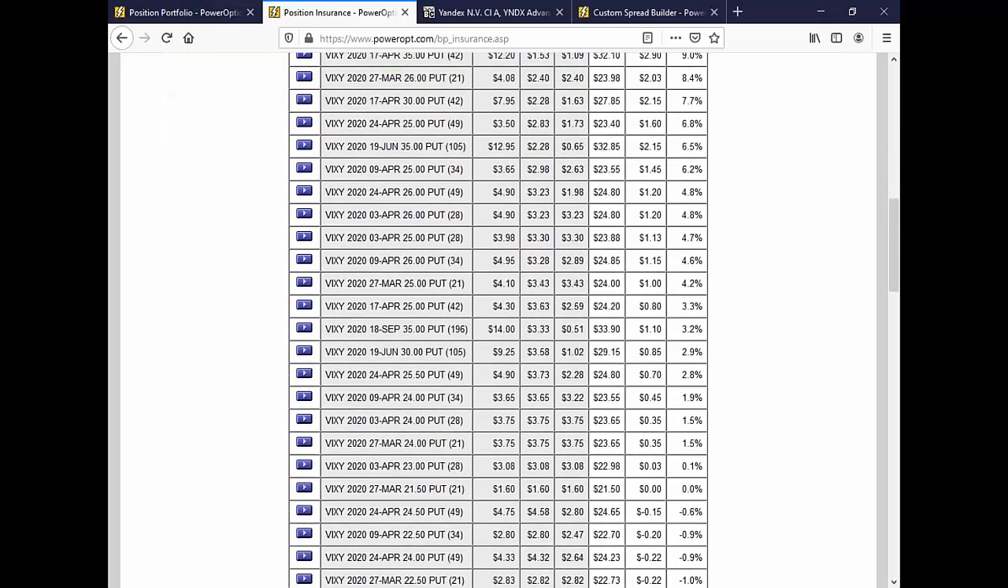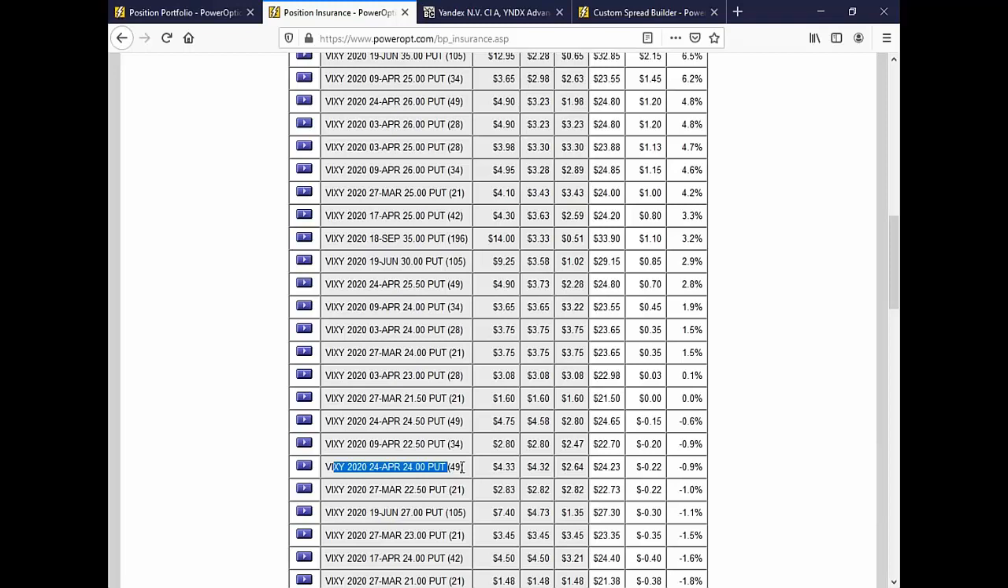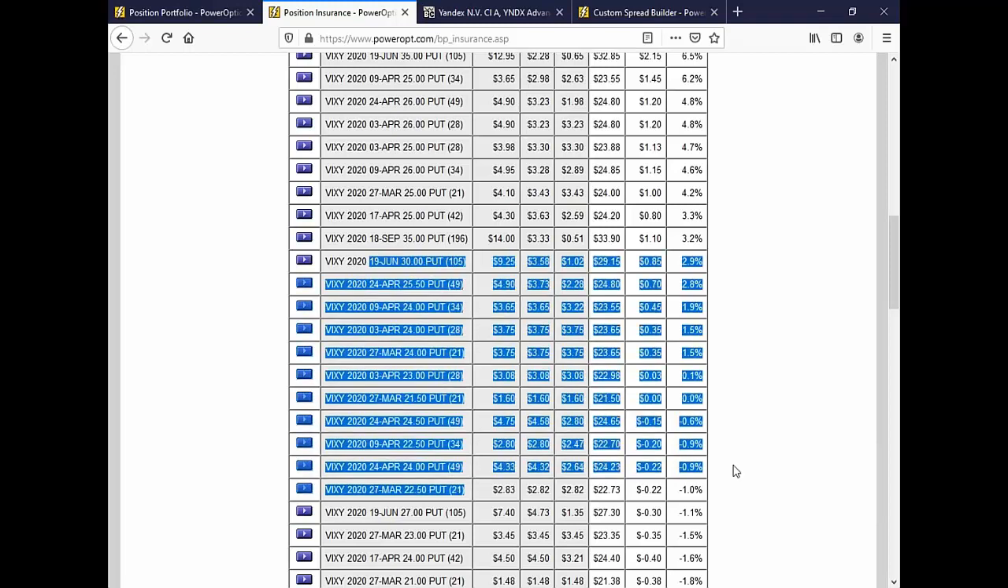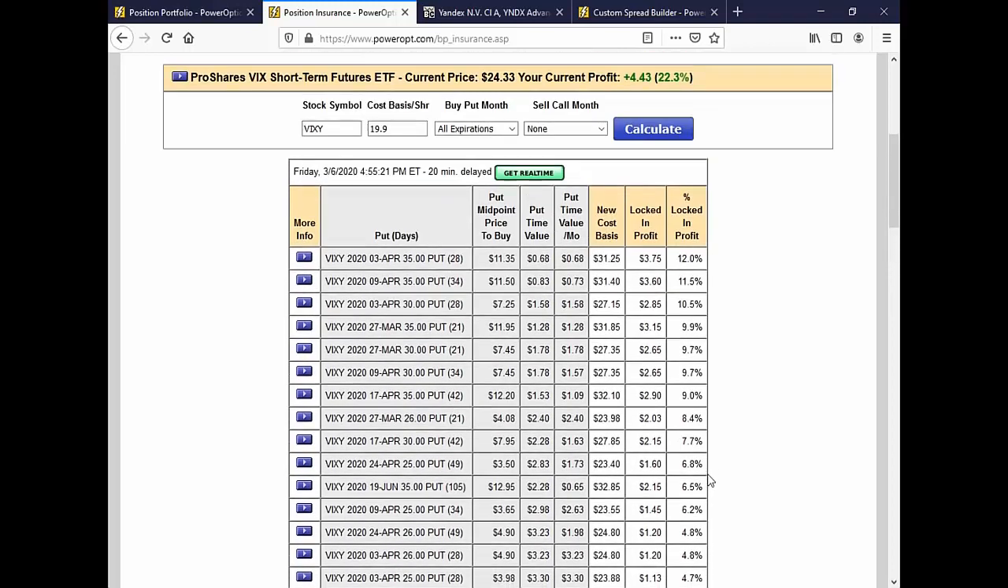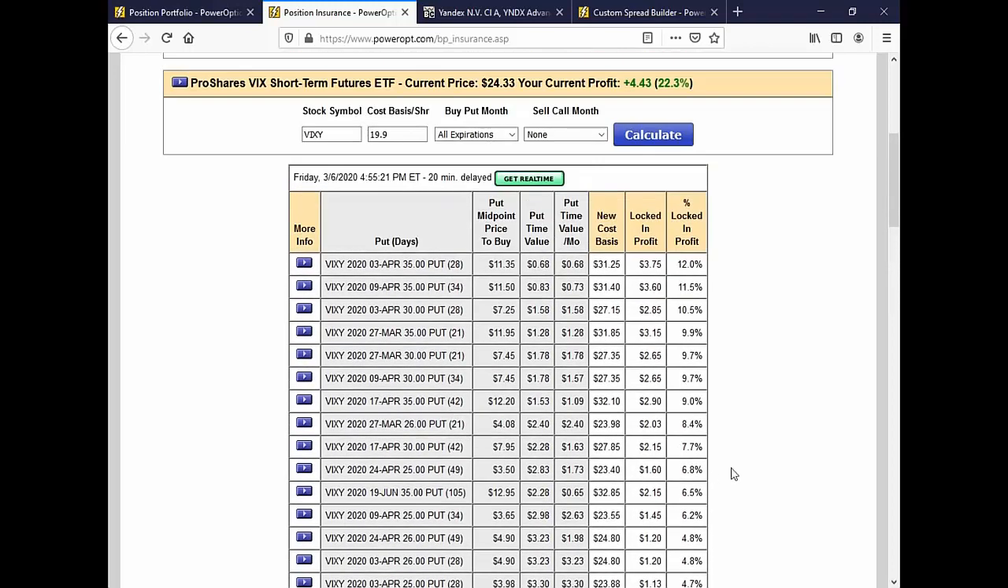Okay, and then going further out, once we get to a lot of strikes here, but once we start getting out to April and the lower strikes, you start seeing a negative locked in profit. That means you're carrying a small risk in this case. Okay. So, and you did this to hedge your other ETFs and it works great.